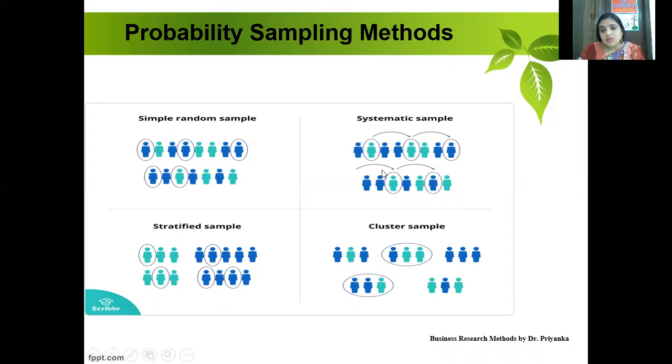Like you can see in this example, every third person is being chosen, right? So this way you can decide on the basis of sample. This is again the simplest method, and it is most widely used when it comes to probability sampling methods.